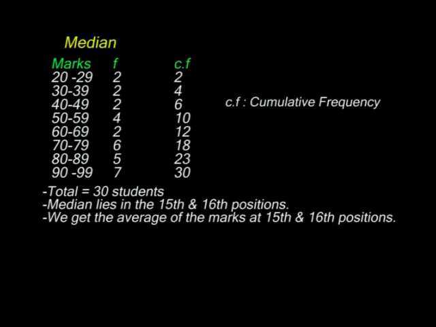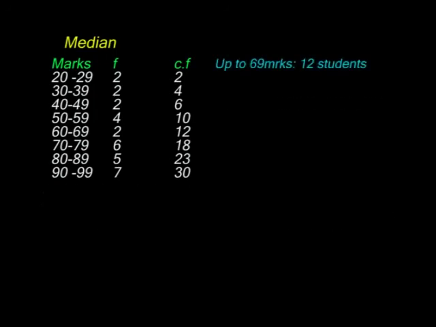So in this case, we have 30 students, which is an even number. It means the two middle values are at the 15th and 16th positions. So we need to get the marks at the 15th and 16th positions, and we divide by 2 to give us the median. Now, up to 69 marks, there are 12 students. That is according to the cumulative frequency. We said the cumulative frequency for each class shows the total frequency up to that class. So up to 69 marks, there were 12 students. Then up to 79 marks, we have 18 students.